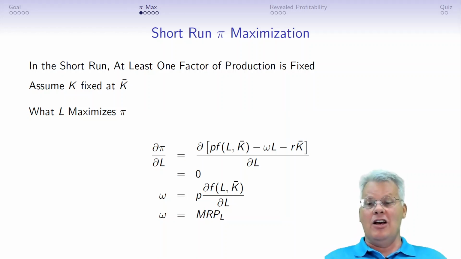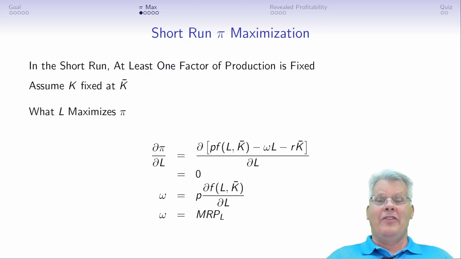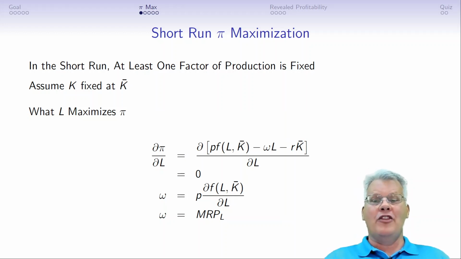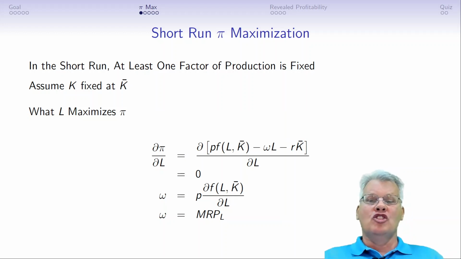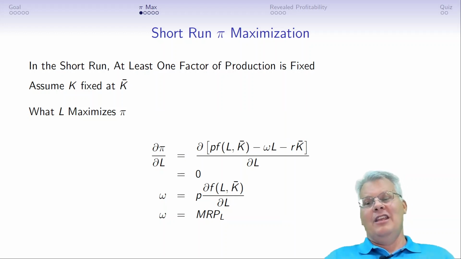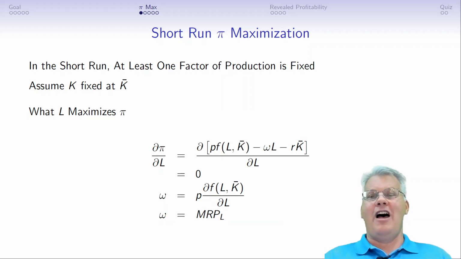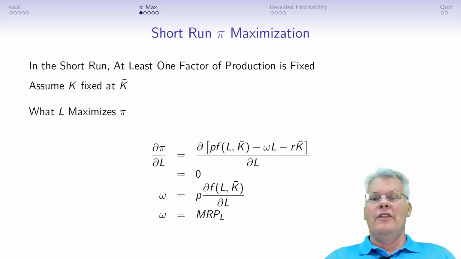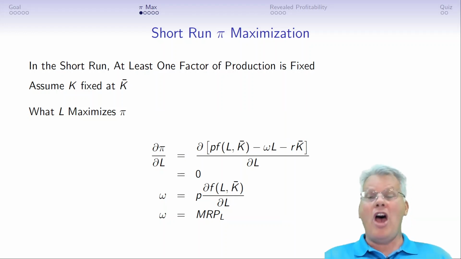I get omega on the left-hand side, and remember omega is the wage. That is, in essence, the factor price of an hour of labor input. And on the right-hand side, I have the price of output, and then I have the marginal product of labor. So what this tells me then is that the cost of hiring an additional hour's worth of labor, that's the wage, should be equal to the marginal revenue product of that labor.